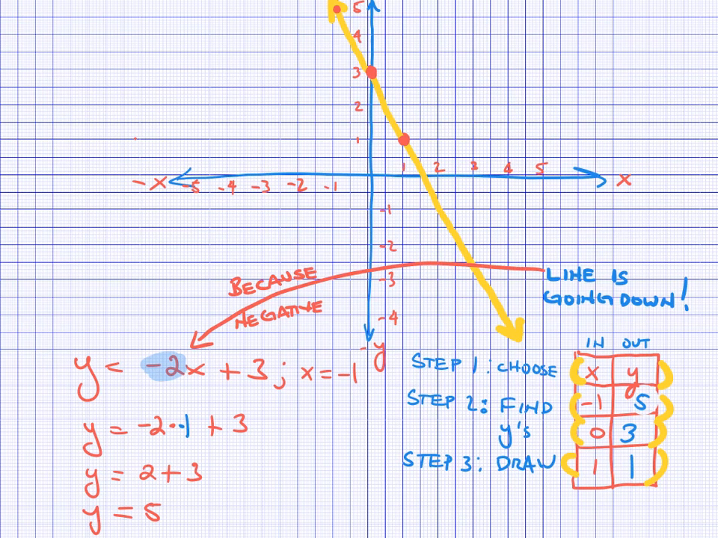So one final check that you can make before you submit your work: whenever you've got a negative number in front of the x, make sure your line is going down. Whenever there's a positive number in front of the x, your line should be going up. And just make sure it's following those rules.